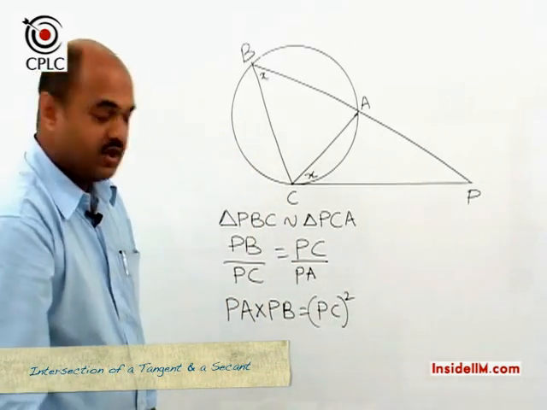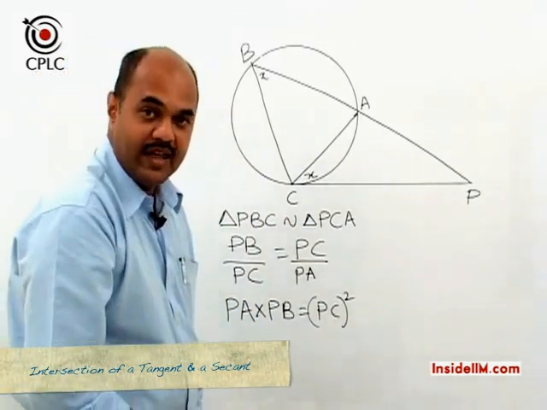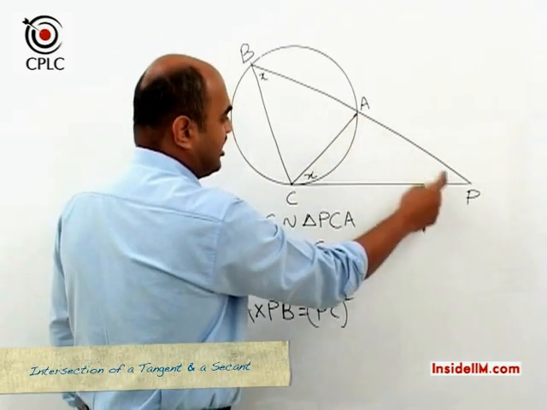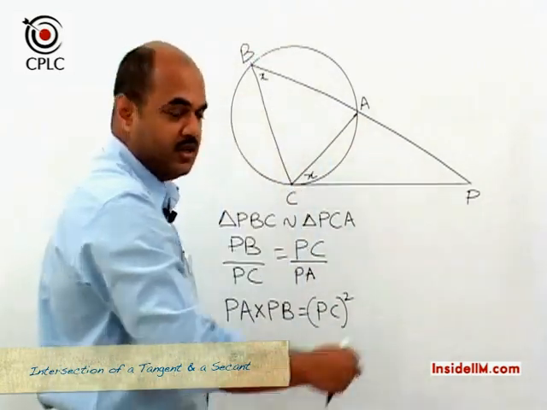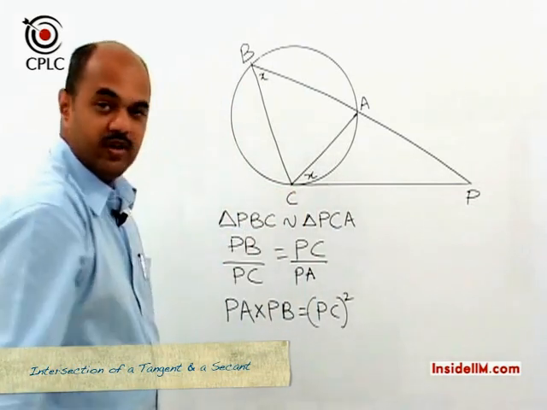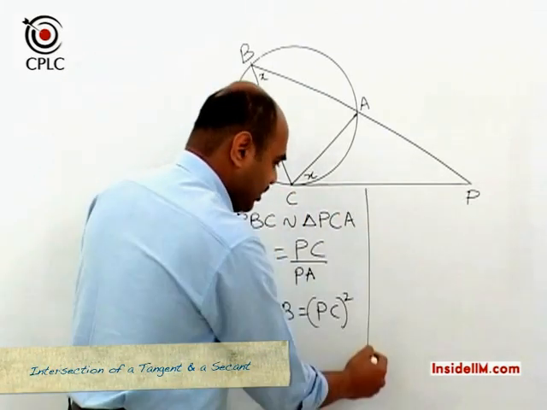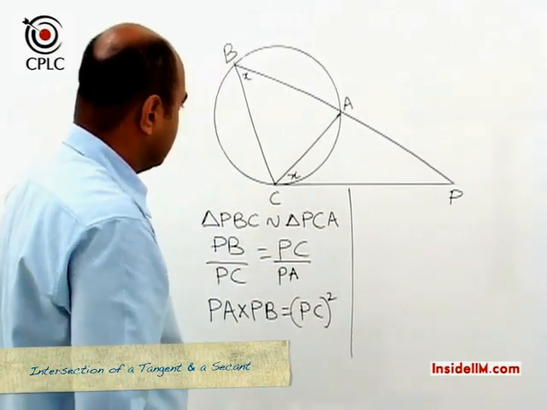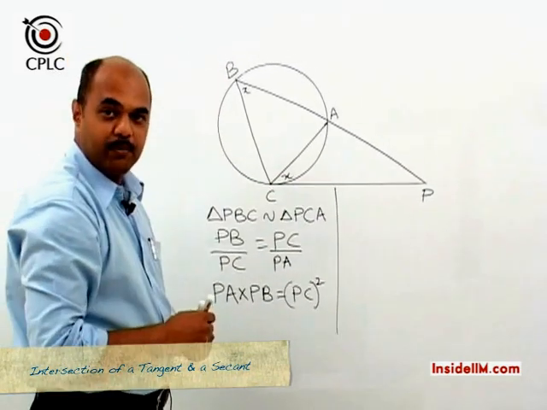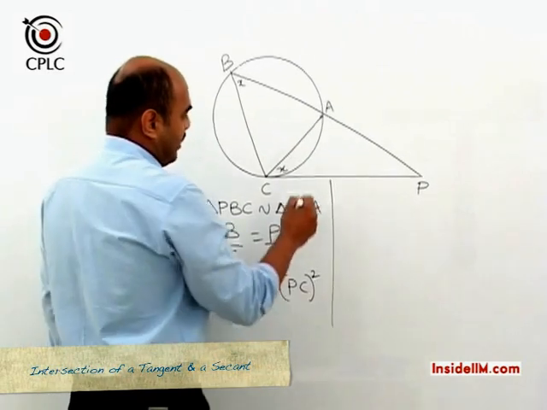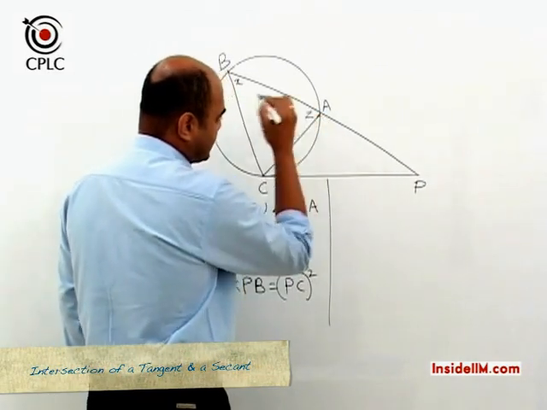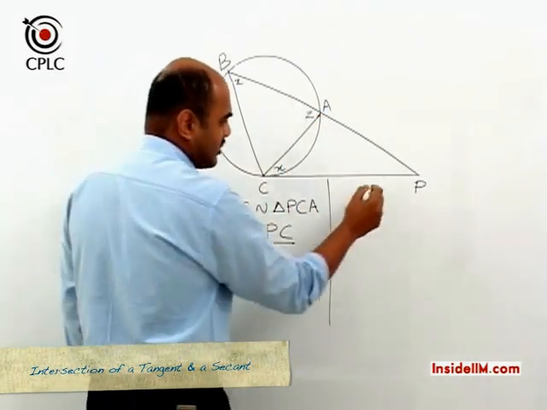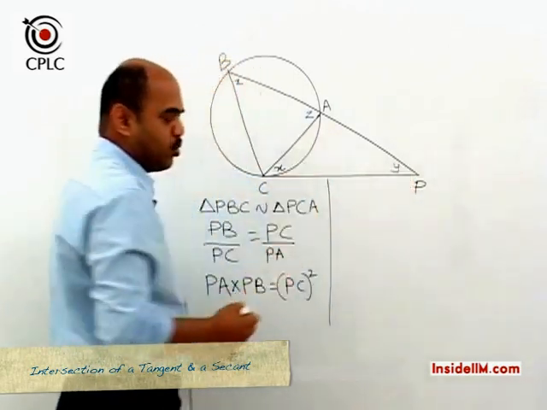So the property with respect to the lengths would be PA multiplied by the entire length PB is equal to the square of PC. If we now move on to the property for the angle at the point of intersection, let's assume this angle is Z, this angle is listed as X, and this is Y.